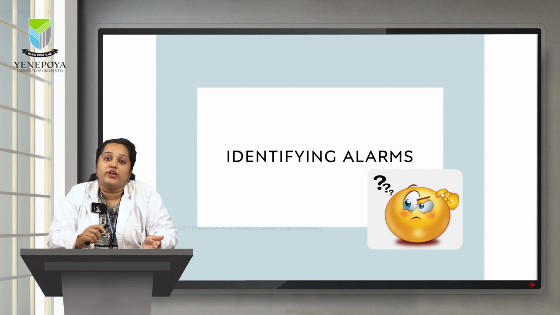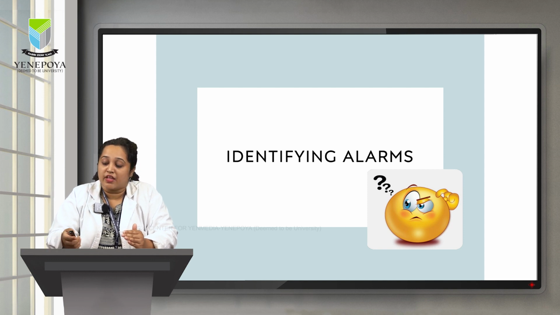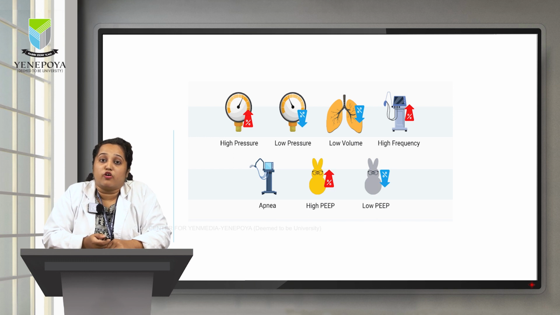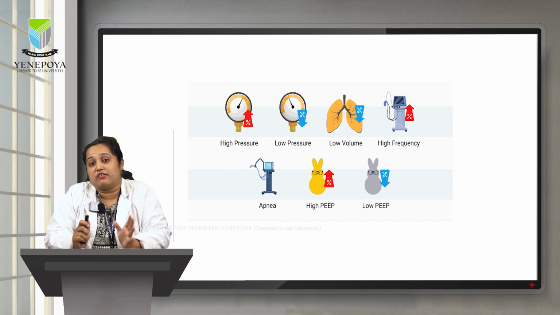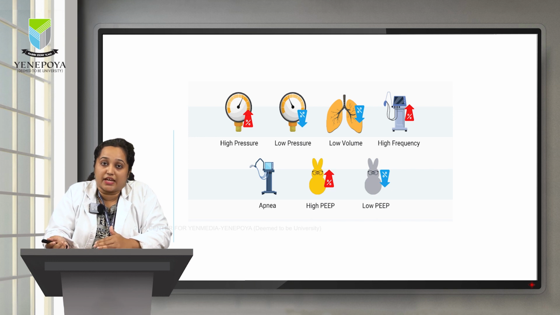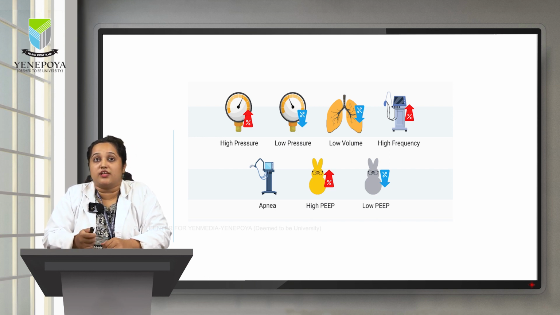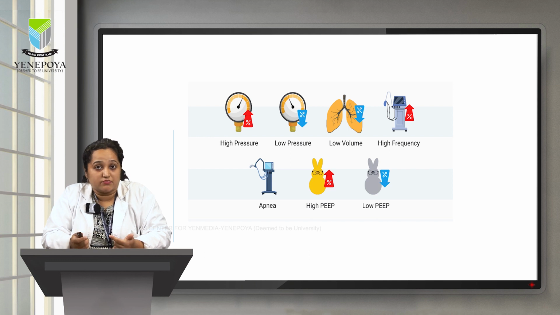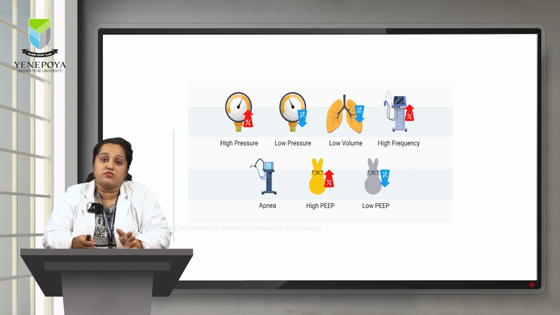So let's see how we can identify various alarms when a patient is on mechanical ventilation. The following image gives us a short idea of what alarms can be seen. There is high pressure alarm, low pressure alarm, low volume alarm, high frequency alarm, apnea alarm, high PEEP and low PEEP alarms. Now these are the alarms that are very frequently seen in the ICU.